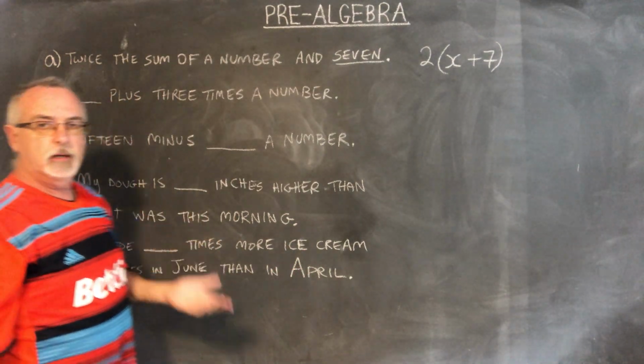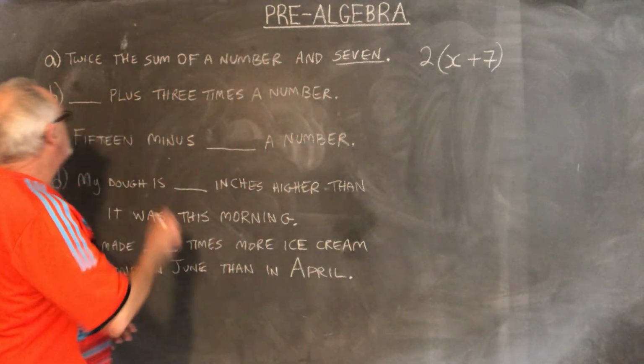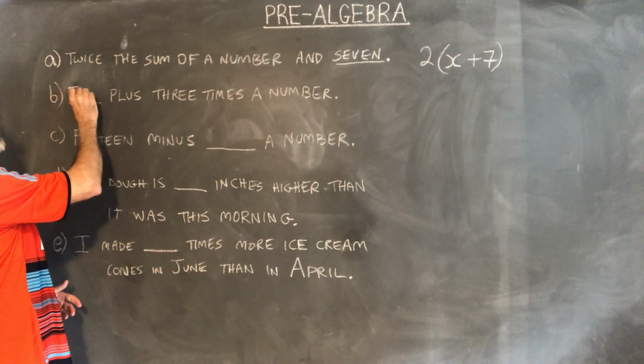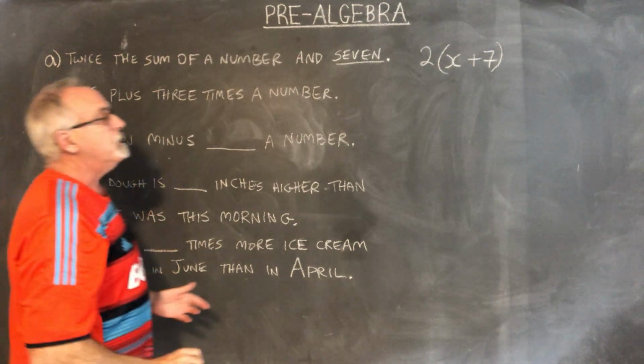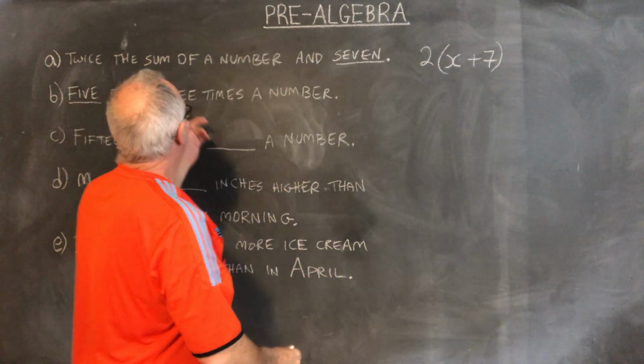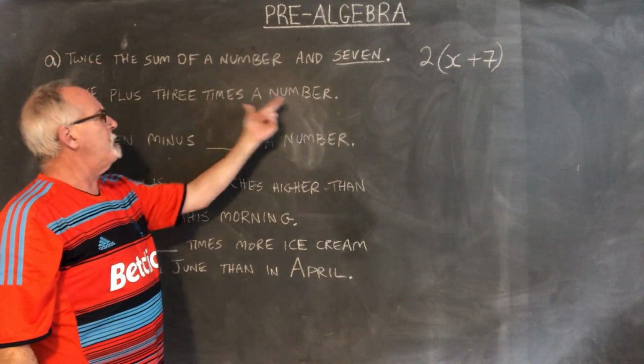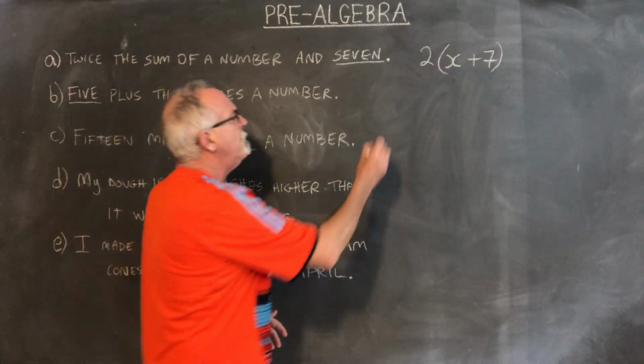Here's something that's missing. I have to remember what's missing. 5 plus 3 times the number. 5 plus 3 times a number. Okay, so this time let's use y as a variable. So 3 times a number, y will represent a number, and then 3 times a number would be 3y.